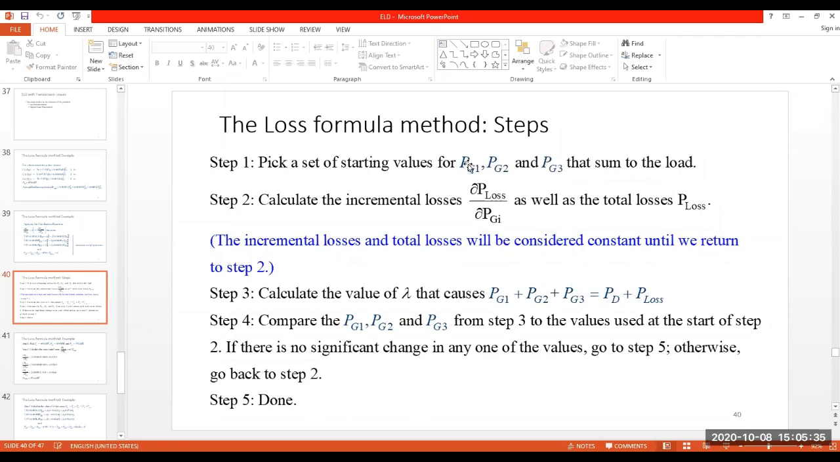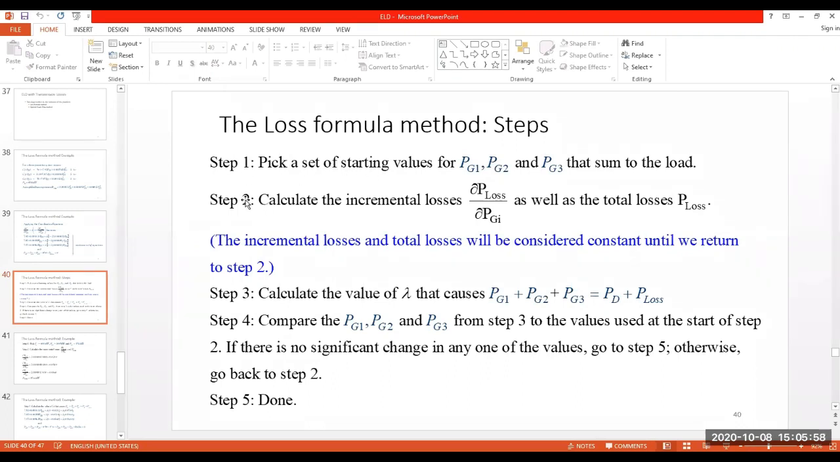Okay, but if you have the limits, then you choose the values here. You pick the starting values in such a way that all of them satisfy the upper and lower bounds, and at the same time they add up to your load demand. This is a guess, a calculated guess.